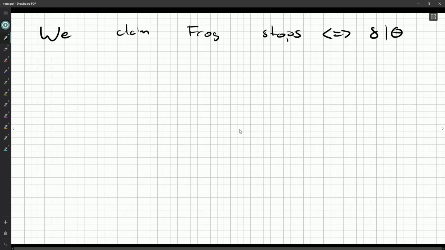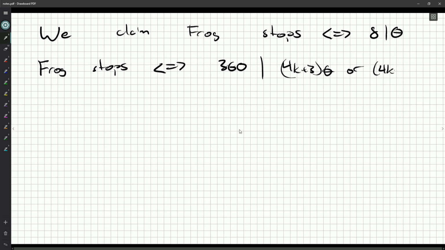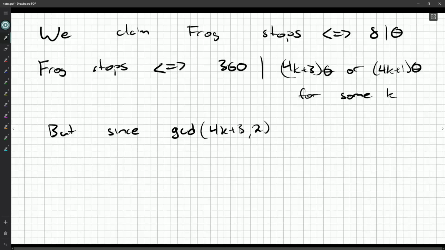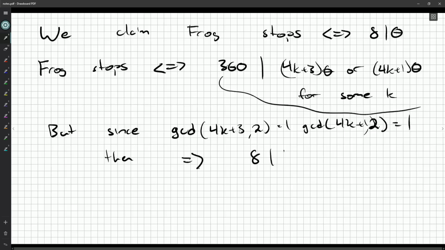Okay, so we know the frog stops exactly when 360 divides 4k plus 3 phi, or not phi anymore, theta now, and 4k plus 1 theta for some k. But since the GCD of 4k plus 3 and 2 and the GCD of 4k plus 1 and 2 is 1, then the frog stopping tells me this, and this statement here implies 8 has to divide theta.